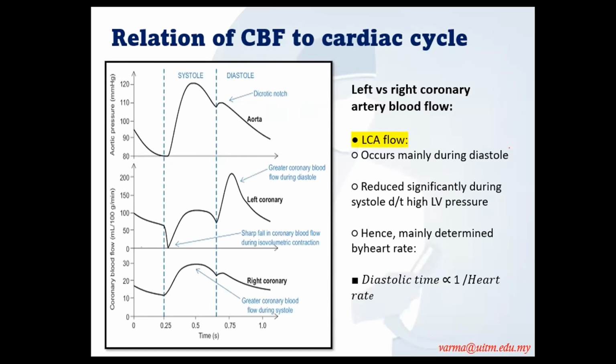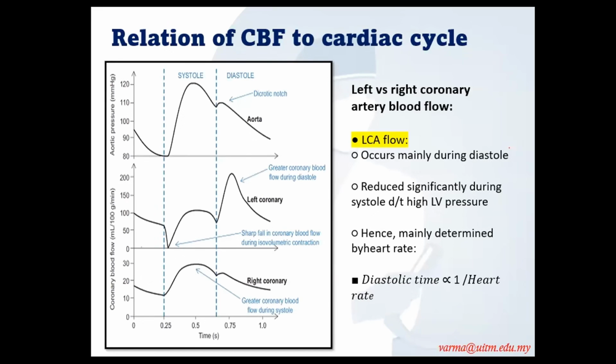Left coronary flow occurs mainly during diastole, or in ARCH and VIVA, you have to mention these words. Reduced significantly during systole due to high left ventricular pressure, and mainly determined by heart rate. So this is why, if the patient has ischemia, like an anterolateral MI, the reason why they want them to be pain-free is one of the ways we want to reduce the heart rate. If you increase the heart rate, you're going to increase your myocardial oxygen demand more, right?